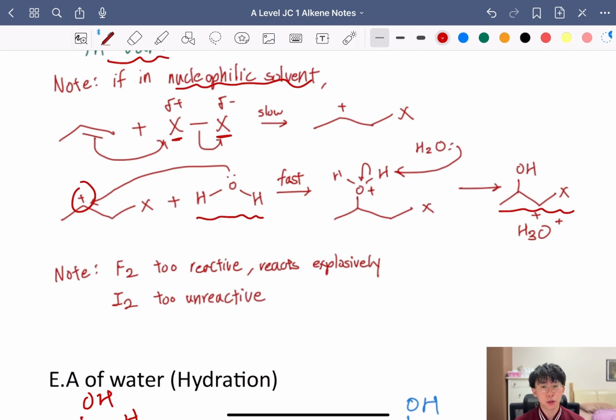Also important to know is that your F2 is not really used in electrophilic addition reactions because they are too reactive, they react explosively, and your I2 is also not being used because they're just too unreactive.